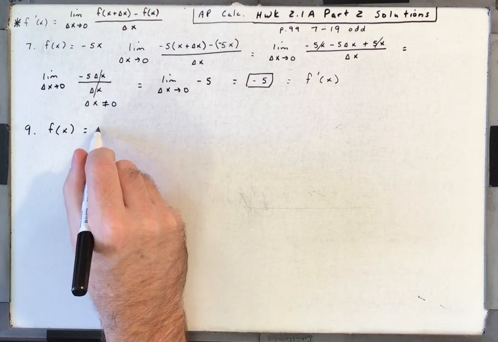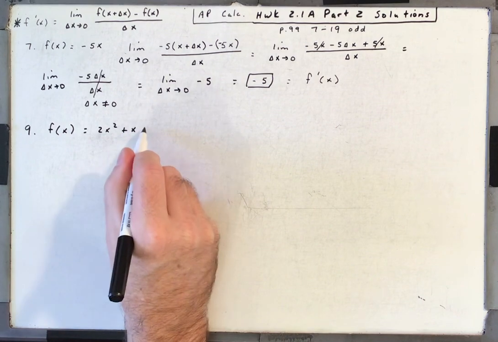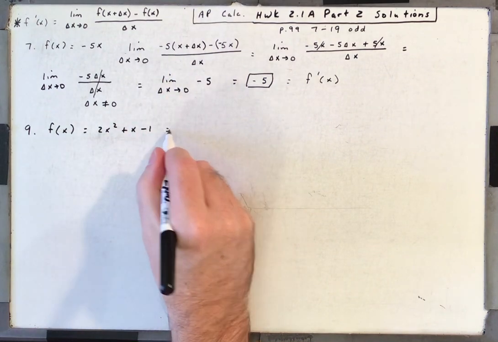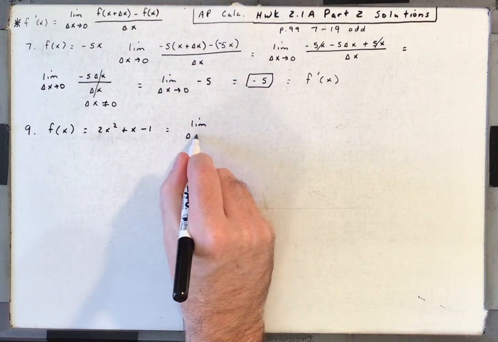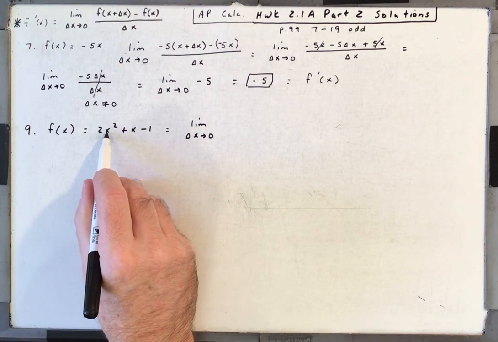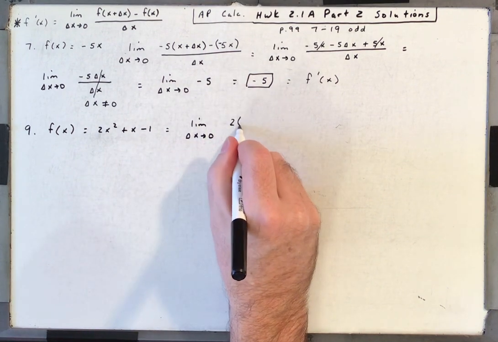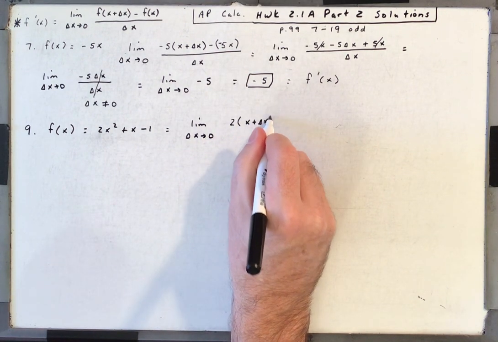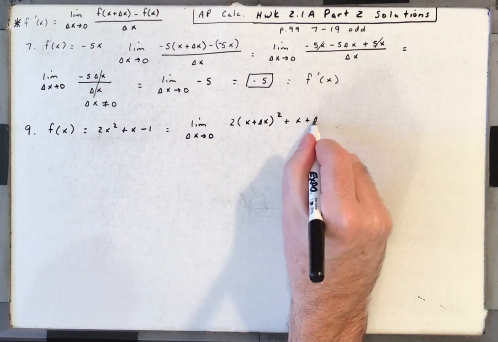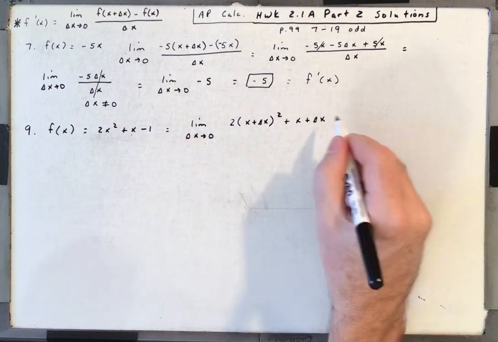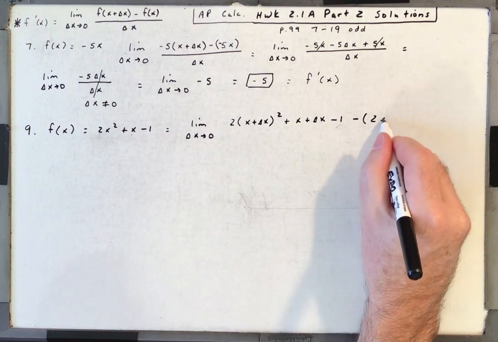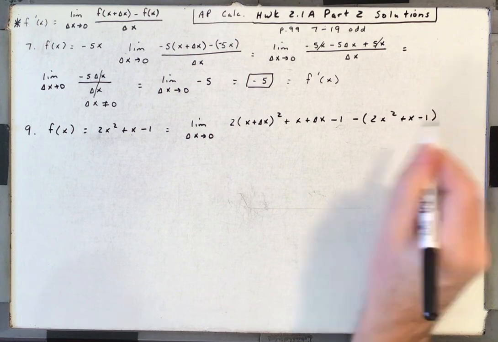is equal to 2x squared plus x minus 1. Okay, we're going to use this equation. So we're going to take the limit as delta x approaches 0 of f of x plus delta x. Well, what is that? Everywhere there's an x, put in x plus delta x. So that's going to be 2 times x plus delta x, all squared. We have to square it because the x is squared. Plus x plus delta x, because we're at this part, minus 1, and then minus, let's put a parenthesis, f of x. That's 2x squared plus x minus 1.